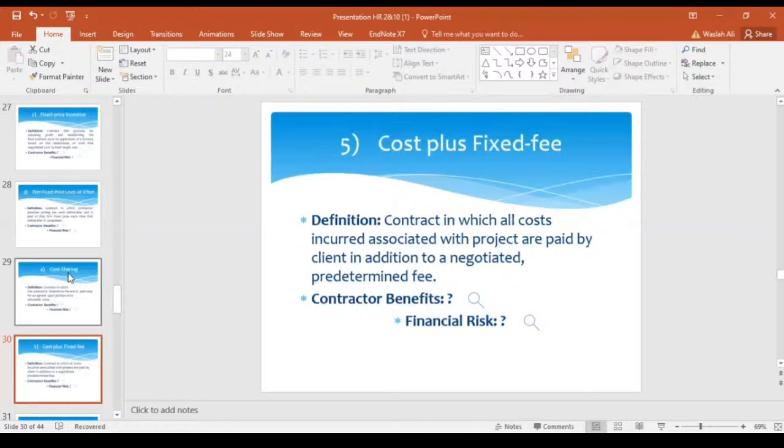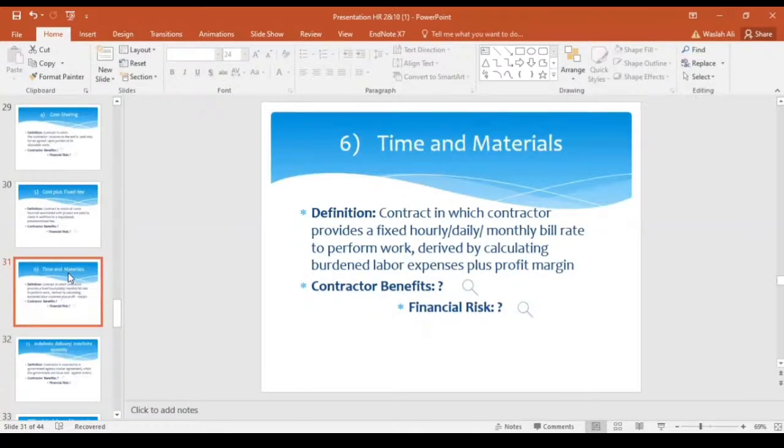Now moving to our sixth type of contract, time and material. Contract in which the contractor provides fixed hourly, daily, or monthly bill rates to perform work, derived by calculating burdened labor expenses plus profit margin. In this type of contract, the contractor has to pay for any labor at defined values, so that we pay labor hourly, daily, or monthly. What are the rates preset for any kind of contract?